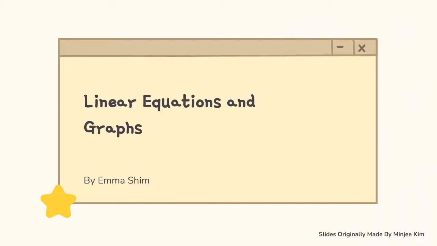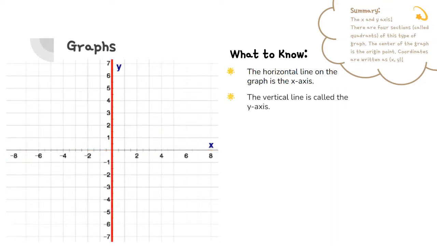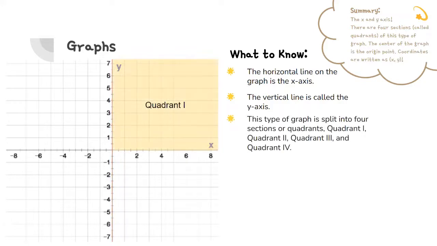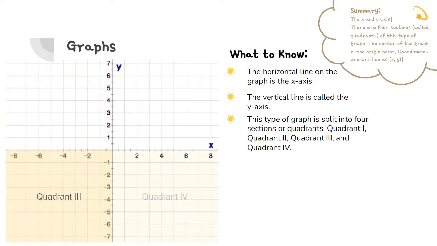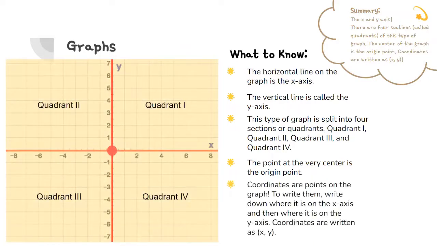This is a video on linear equations and graphs. So for graphs, what to know? The horizontal line on the graph is called the x-axis, and the vertical line is called the y-axis. Now this type of graph is split into 4 sections or quadrants: quadrant 1, quadrant 2, quadrant 3, and quadrant 4. The point at the very center is the origin point, and coordinates are points in the graph.